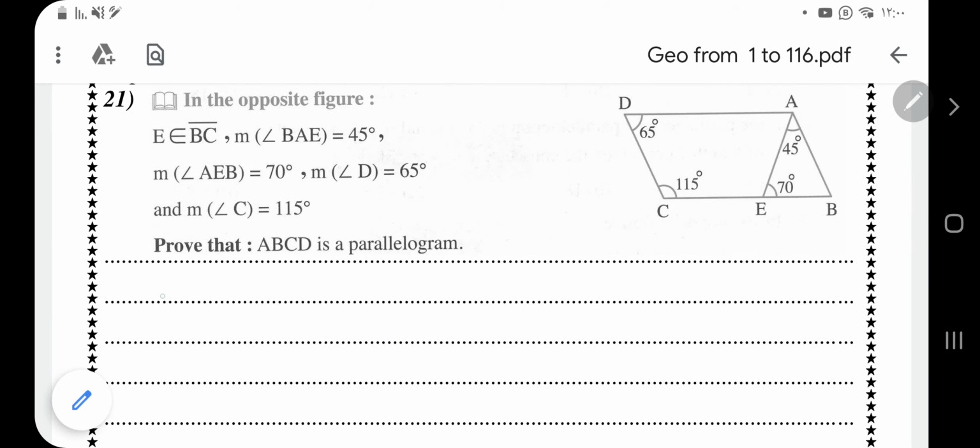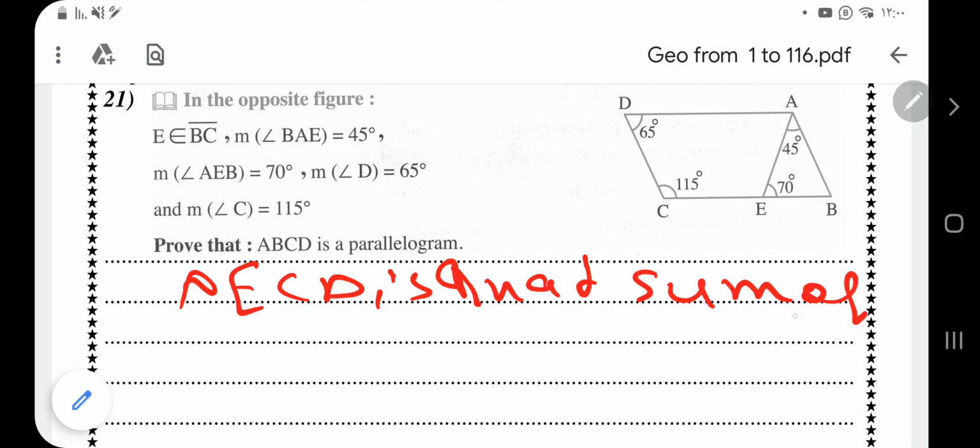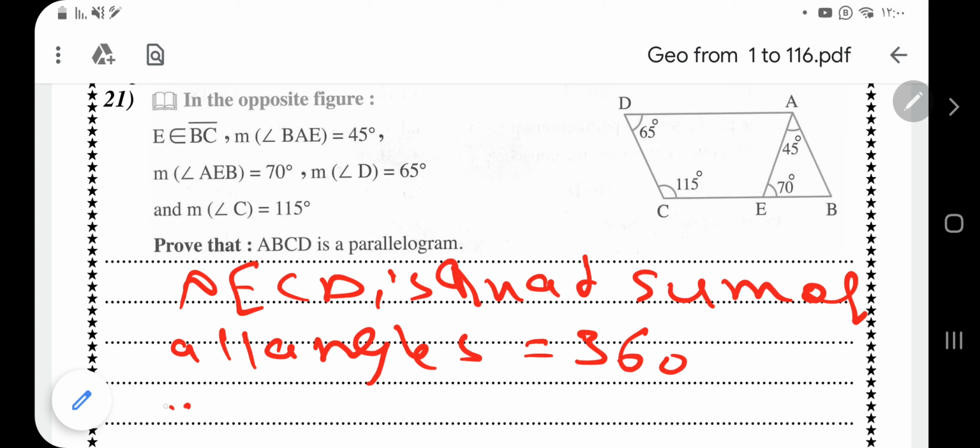As you know, AECD is a quadrilateral, sum of all angles equals 360. So the measure of angle DAE equals 360 minus, and I will get the value of this angle by adding the two angles, which gives 115. So measure A equals measure C. This figure is a parallelogram because each two of those angles are equal in measure.